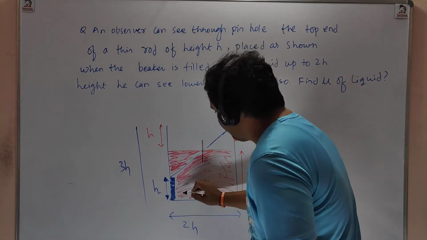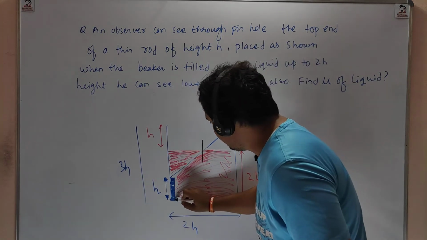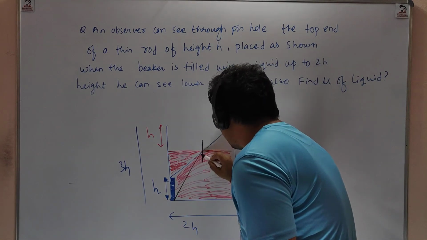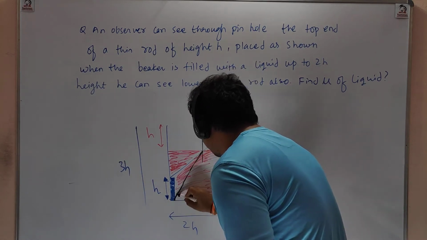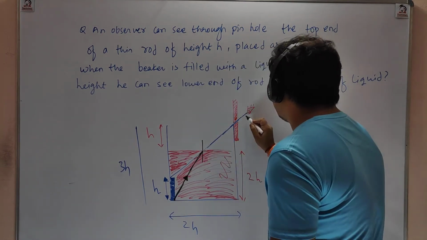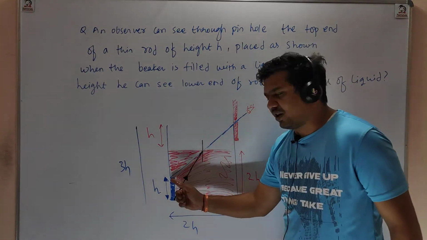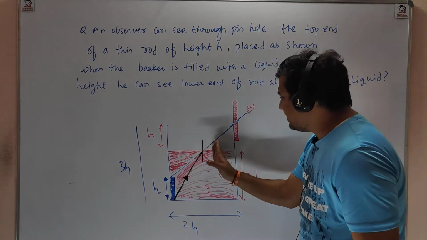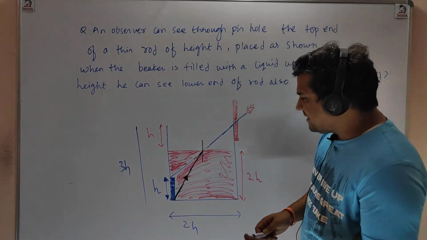Suppose this is the normal, and now suppose a light is started from the bottom of this rod and reached this point. After reaching this point, light must go away from the normal, and this light will trace the old path. So initially when the beaker is empty, the person can see the top portion of the rod, and when you are filling liquid, the light ray is going like this and going away from the normal like this, luckily following the same path.